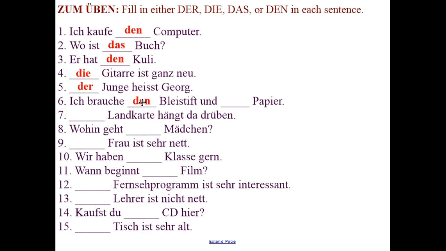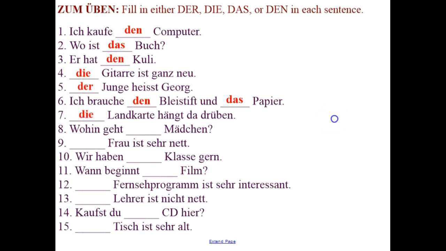6. Ich brauche den Bleistift und das Papier. I need the pencil and the paper. I need, what do I need? The pencil and the paper are both direct objects. So this is an example of a sentence where you could have multiple direct objects. If Papier had been a der word, it would have also changed to den because it was also a direct object.